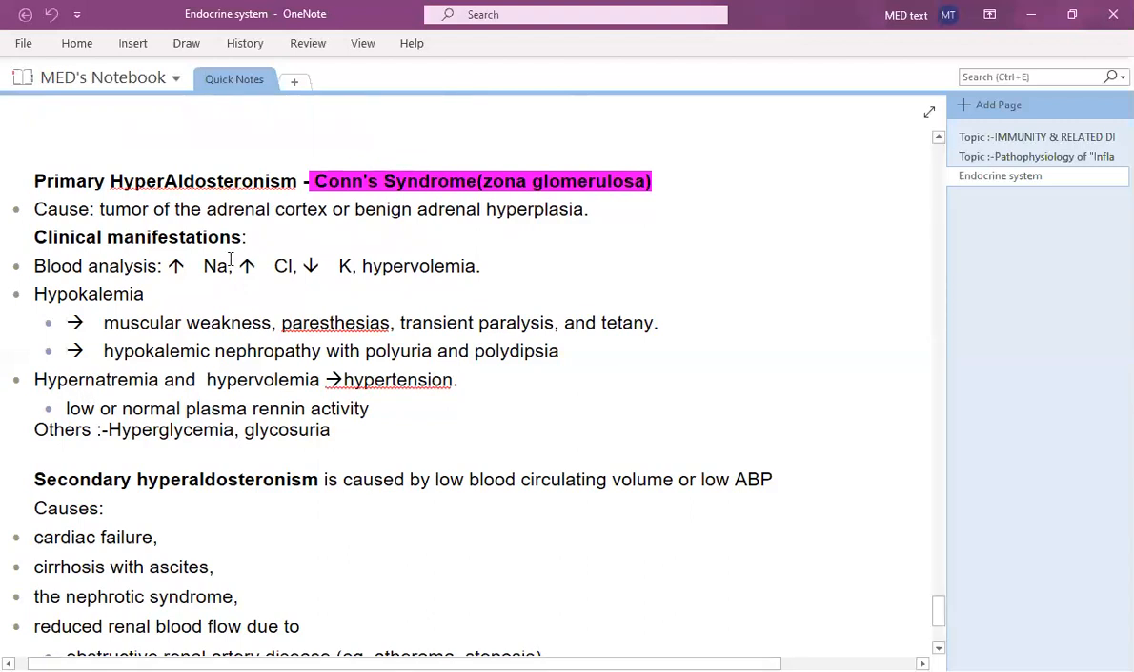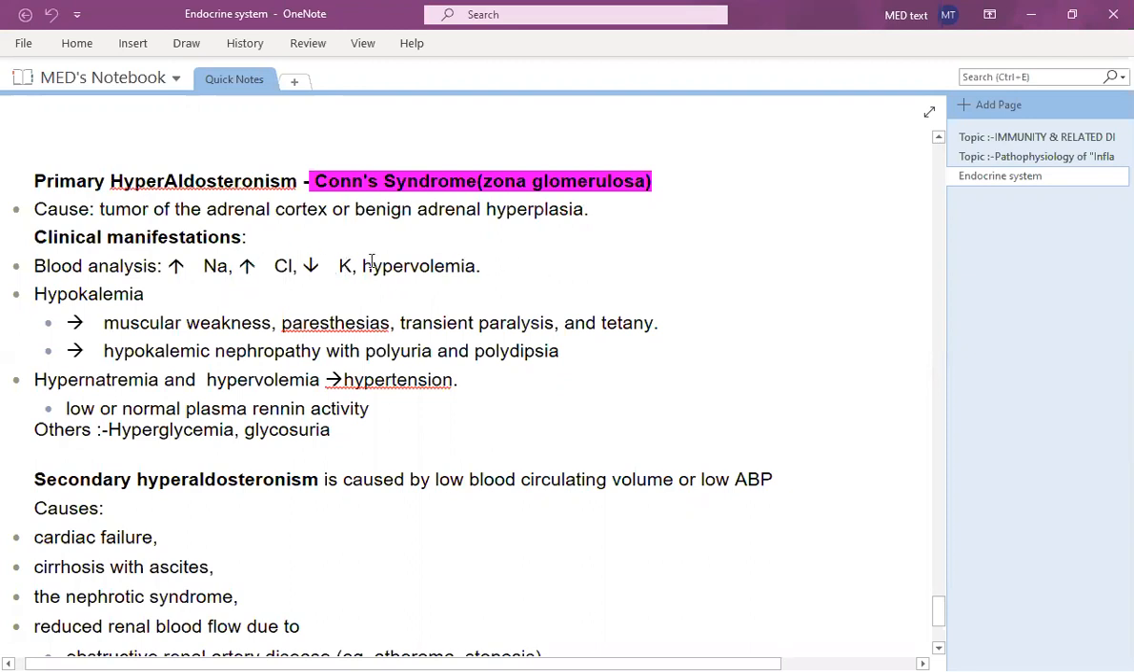So as a result, there will be increase of sodium, increase of chlorine. And one more function that aldosterone does is that it decreases the potassium level. It decreases the potassium level, and as a result of this, as I told, there is increase in BP, that is hypervolemia, increase in volume.